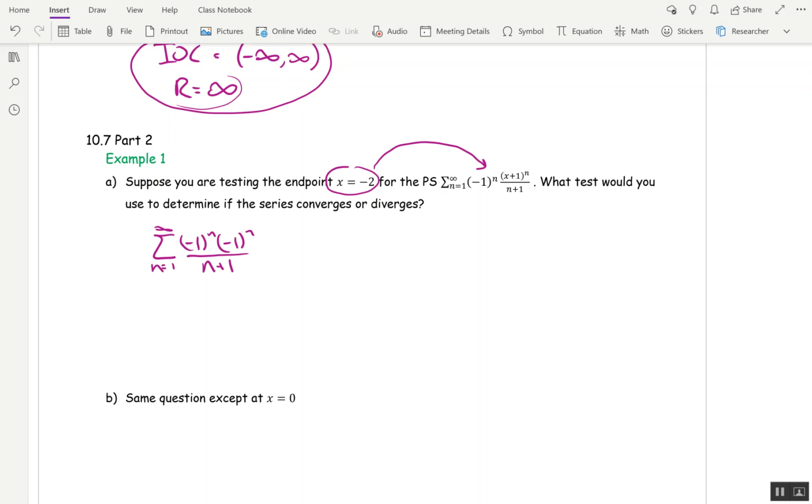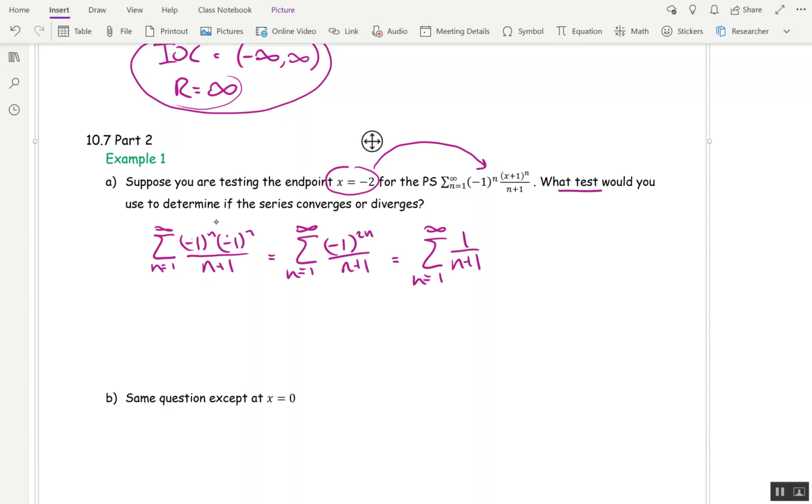-2 plus 1 is -1. So I have -1 to the n, -1 to the n over n plus 1. Let's simplify. That's -1 to the 2n over n plus 1. But -1 to the 2n is always +1 because 2n is always even. So this is the sum, n equals 1 to infinity of 1 over n plus 1. So the question is, what test would you use to determine if this converges or diverges?